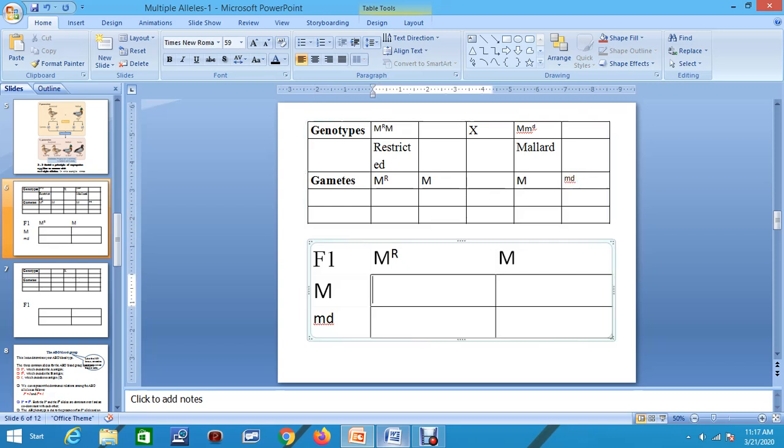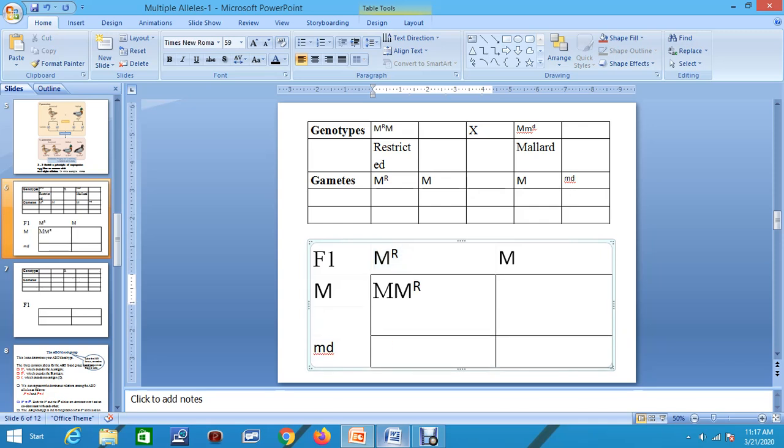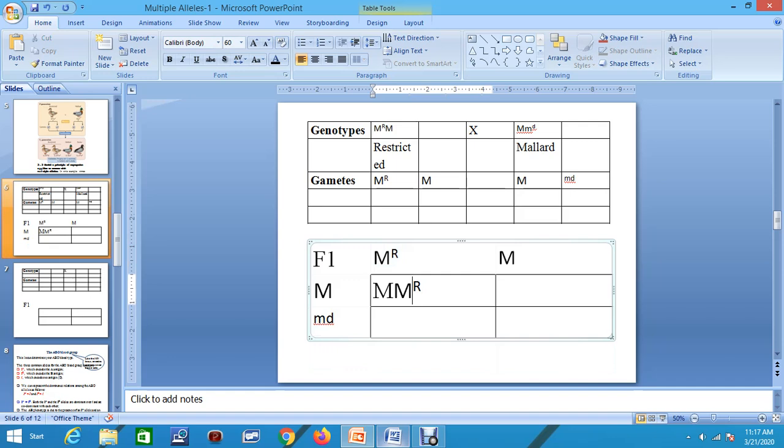Okay, what will be the possible genotypes? Capital M and R. I will just copy it because it will be difficult to convert this capital R into superscript. I have to go to the insert. We don't have the direct key like in MS Word.